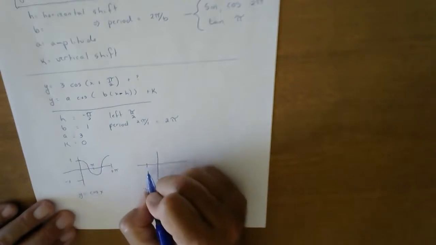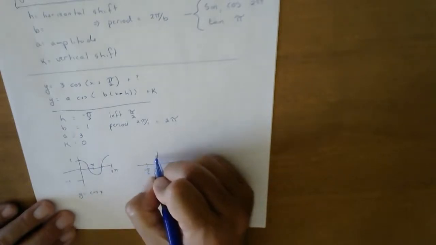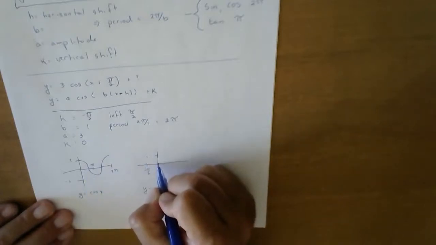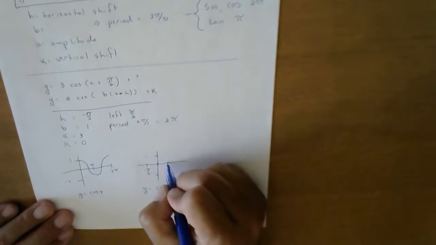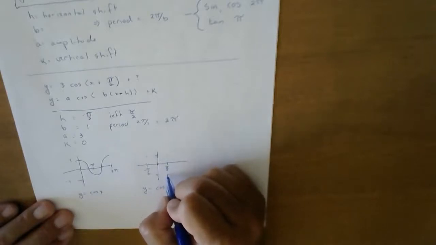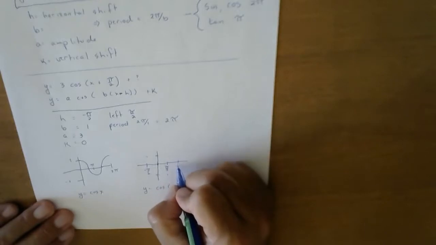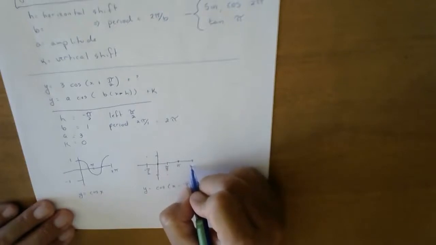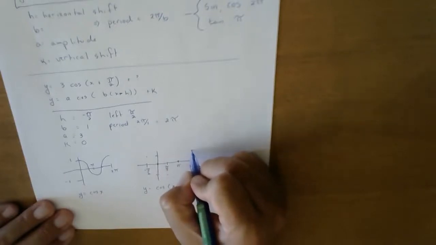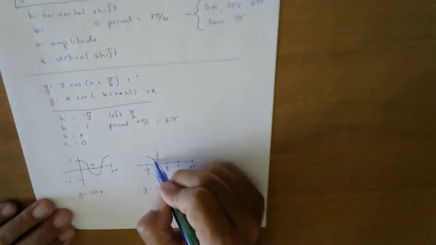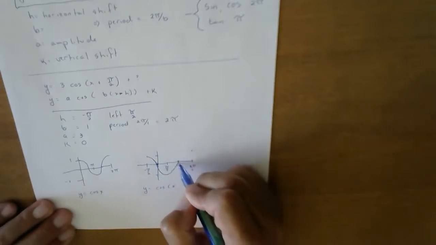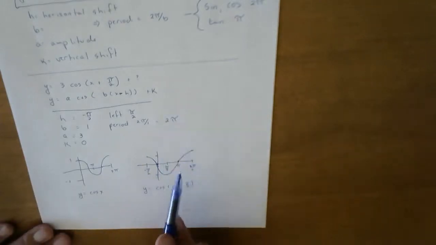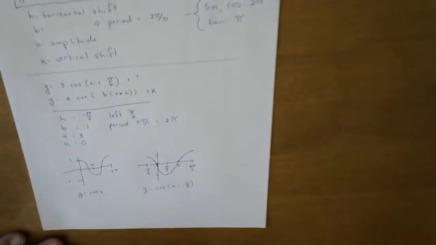So what was at 0 would now be at negative pi over 2. What was at pi over 2 will now be at 0. What was at pi will now be at pi over 2. What was at 3 pi over 2 will now be at pi. And what was at 2 pi will now be at 3 pi over 2. As a result, you'll see my graph has now shifted to the left pi over 2. My period doesn't change, so I don't need to stretch or shrink this.